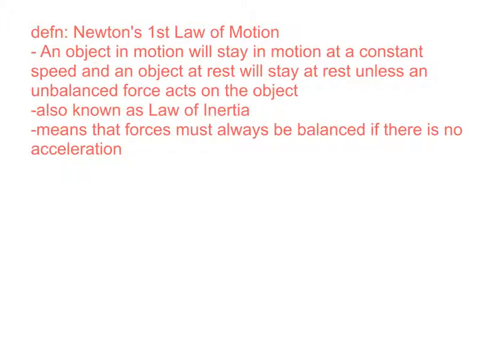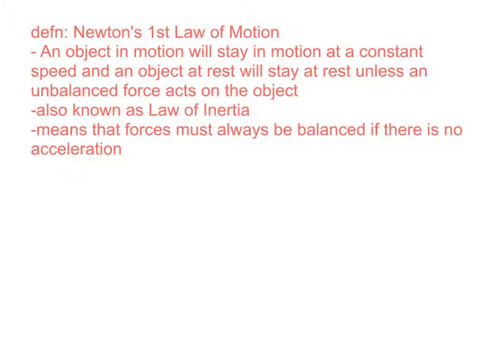And pretty much what Newton's first law of motion tells us is that forces must always be balanced if there is no acceleration. So in other words, the amount of upward force has to equal the amount of downward force. The amount of force to the right has to equal the amount of force to the left. That doesn't mean that your object is not moving. It just means that it's either not moving or moving at constant speed or velocity.